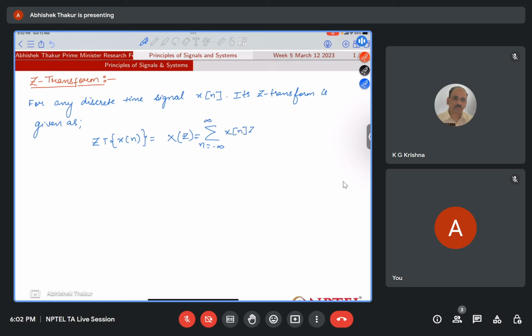So here Z is a complex variable. Z has a real part and an imaginary part, both. So Z is complex and it is given as Z equals r e to the power j omega. Here r is the distance from the origin in the Z plane.